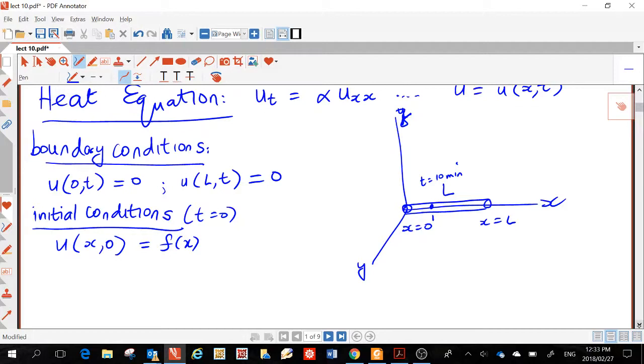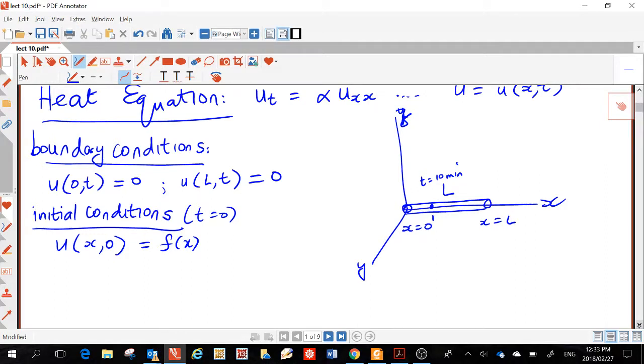Let's assume we put the two ends in a bucket of ice. That temperature is always 0 degrees Celsius. Let's also assume that at time equals 0, the temperature at each point is some function of x, depending on what the x value is on the rod. Now let's heat it. So after 10 minutes, what is the temperature when x is 5 centimeters, for example? That's the question we're asking. You understand the problem?